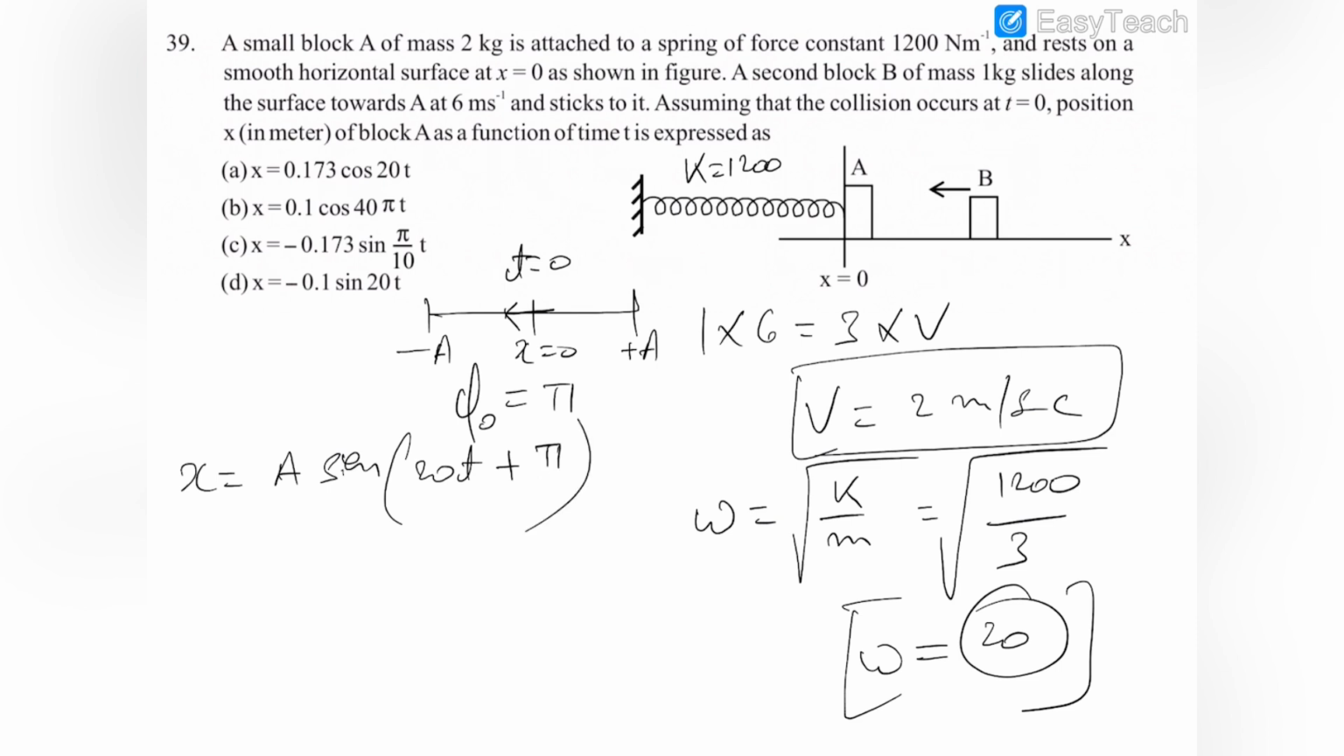So you can easily see that there would be a negative sign, and irrespective of the fact that we do not need to find out the amplitude, we can directly say that the answer would be option number D by watching this negative sign and this omega, which is 20. So this was the easiest way to solve this kind of question. Now we move on to the next question.